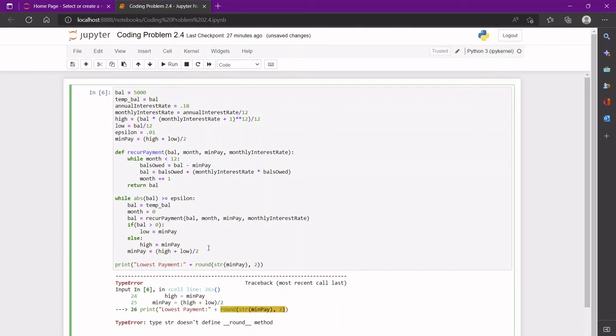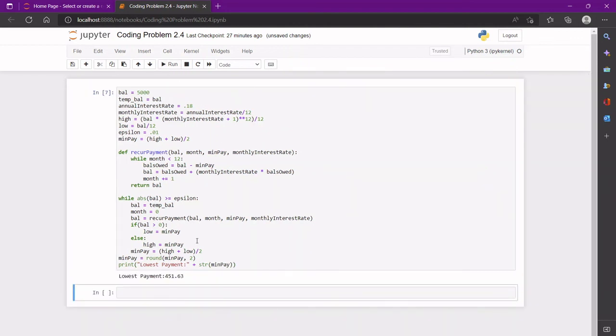So we have minimum pay equals round min pay 2 decimal places. All right, so all we gotta do is take this out, string minimum pay, take one of these out, and if we run it, our lowest payment is $451.63, and that is coding problem 2.4 using recursion.